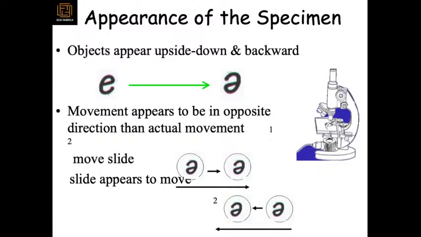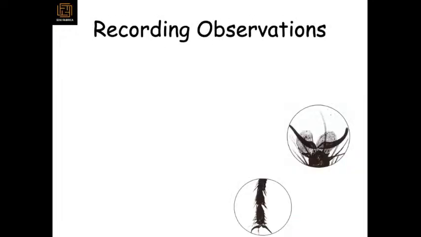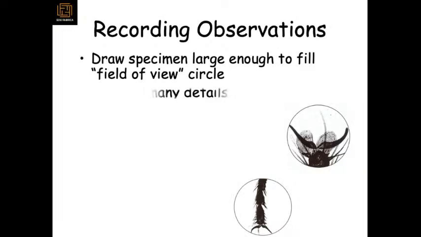The object that you see in the microscope is upside down and backward, and movement appears to be in the opposite direction to the actual movement. If you move your slide from left to right or right to left, you will see things move like this. So that's it. Then recording observations.